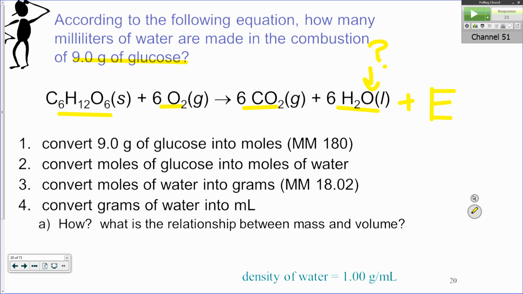Okay, so the strategy I'm going to use to do this calculation is go from grams of sugar to moles of sugar. To do that, I need the molar mass of glucose. And if I calculate it out, I find it's right at 180 grams per mole. Then I'm going to use the stoichiometry to go from moles of glucose to moles of water. That's a 1-to-6 relationship. And finally, I'm going to use the molar mass of water to go back to grams of water. And then from grams of water, I need to go to milliliters. The relationship between mass and volume is the density. And the density of water is 1 gram per milliliter.